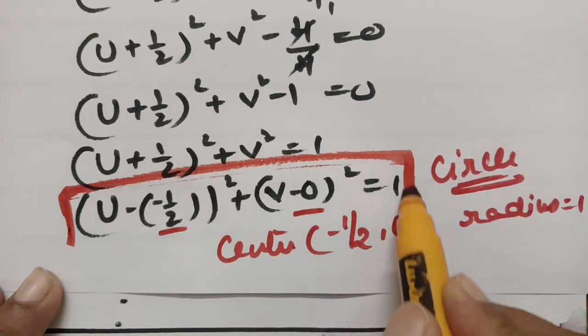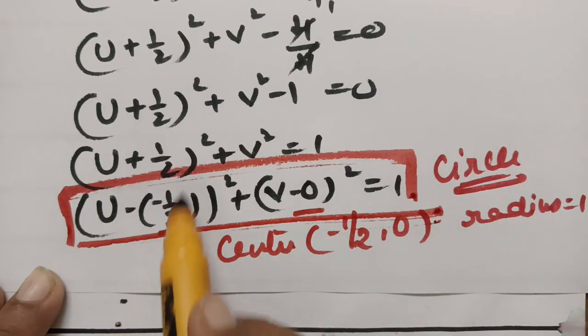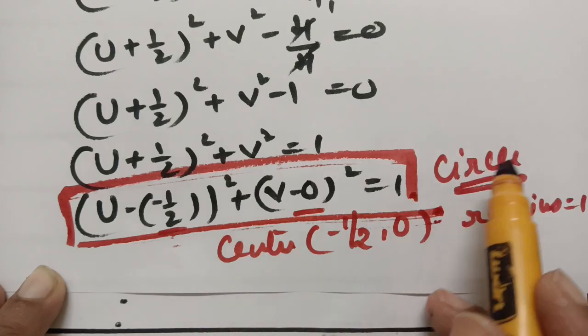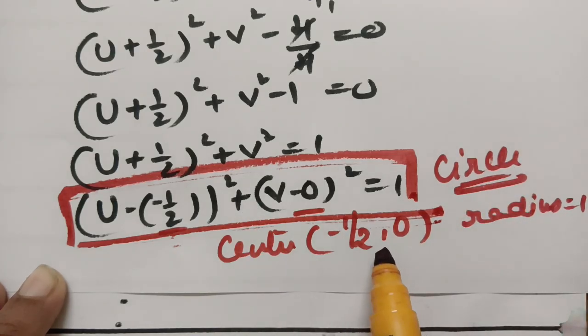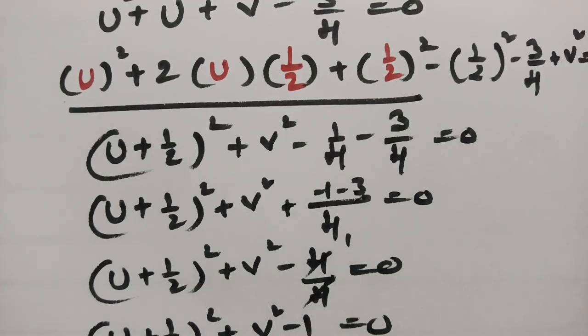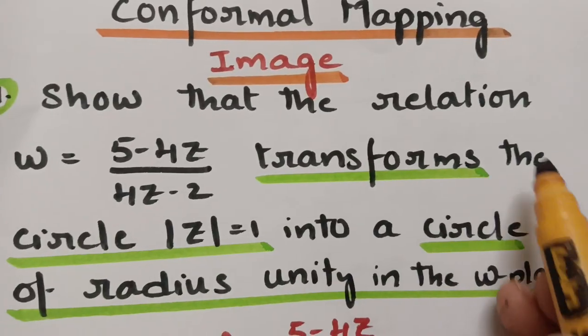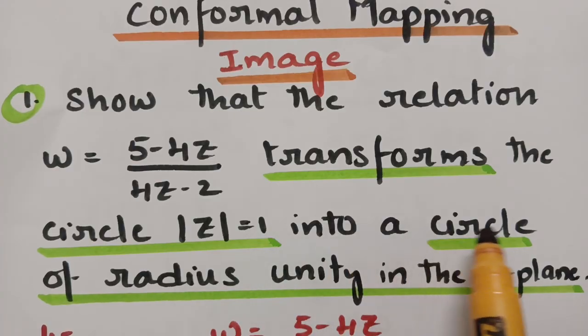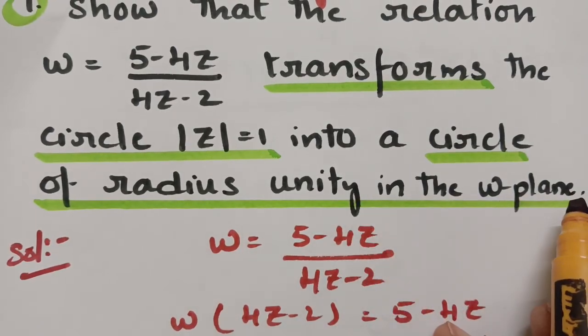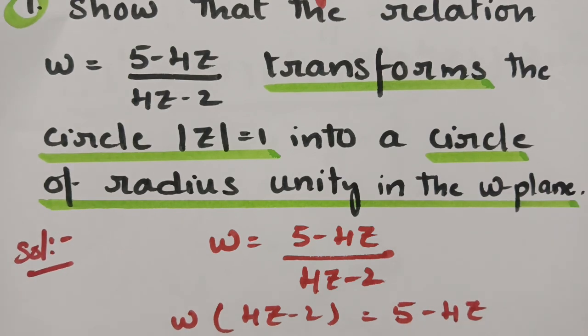So this is in the w plane. U plus half whole square plus v minus 0 whole square is equal to 1, which is a circle equation with center minus half comma 0 and radius equal to 1. And from the question it is very clear that the circle mod z is equal to 1 is transformed into a circle of radius unity in the w plane. So here with unit radius and center minus half comma 0, we got an image in the w plane.